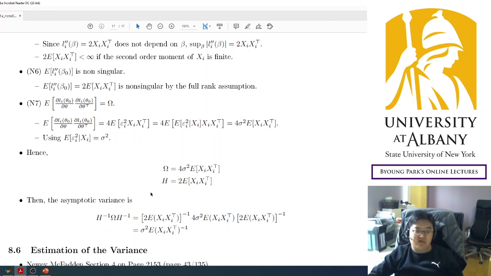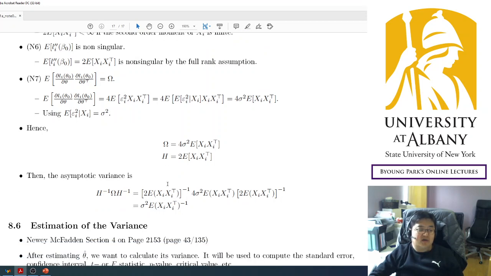Just apply the matrices. Then, as you can see, the expected value of x prime x inverse appears on both sides. So this cancels out, and the 2 inverse and the 2 also cancel out. So in the end, we only have sigma squared and the inverse of the expected value of x x prime. This is exactly the variance you learned in the OLS chapter, which is straightforward.